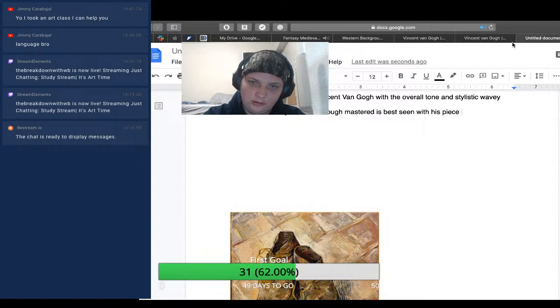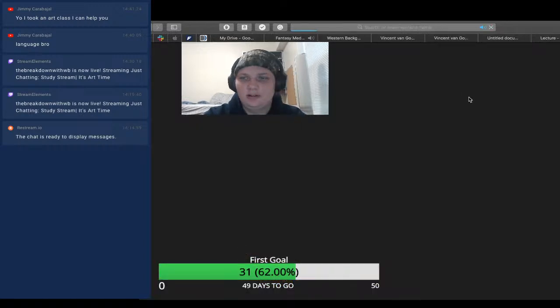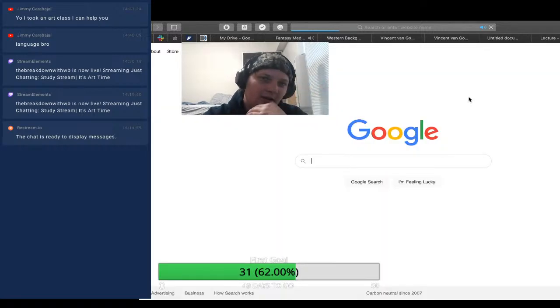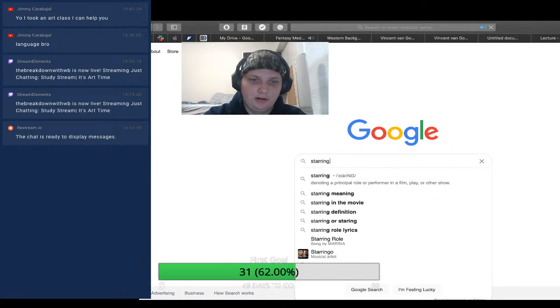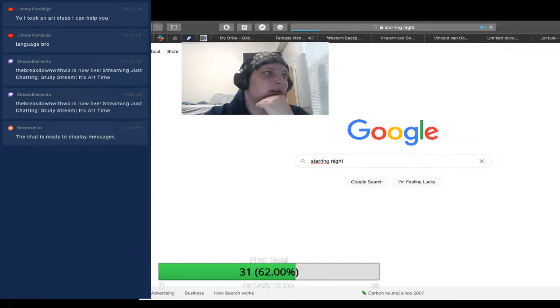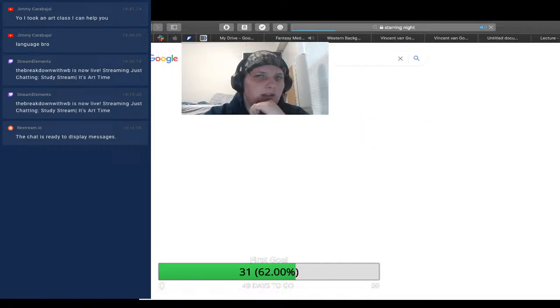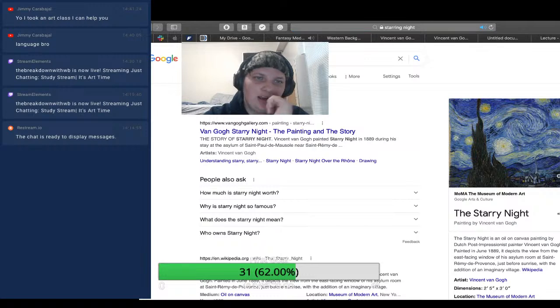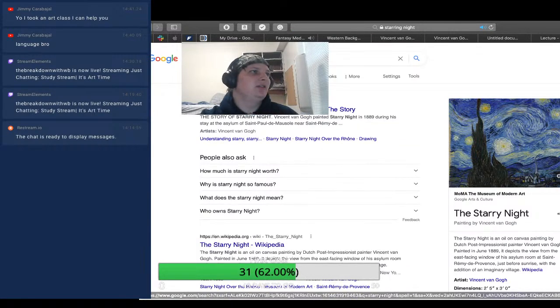Was it Starry Night or Starry Night for his more famous piece? I want to say it's Starry Night, but we need to make sure we spell that right. For his more famous, probably his most famous, I would say, Van Gogh piece. His flowers are pretty famous too, but I think if you ask the general person on the side of the street, they'll probably say they know him most from the Starry Night piece, because that's probably his most famous Van Gogh piece, at least that I can think of.